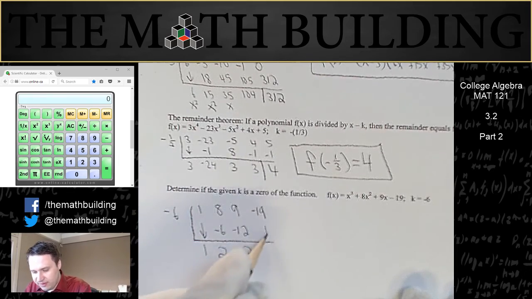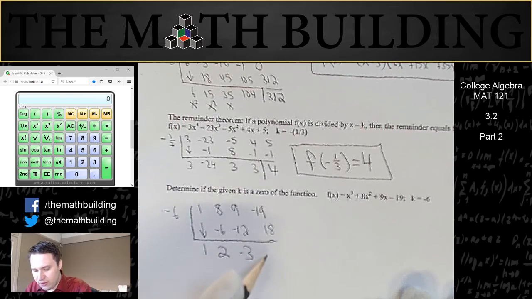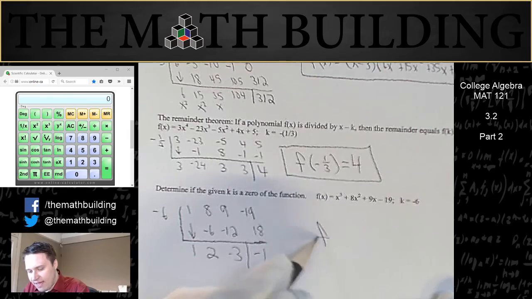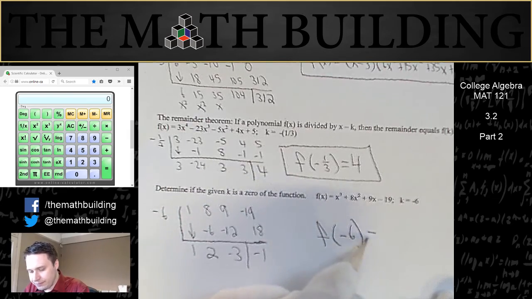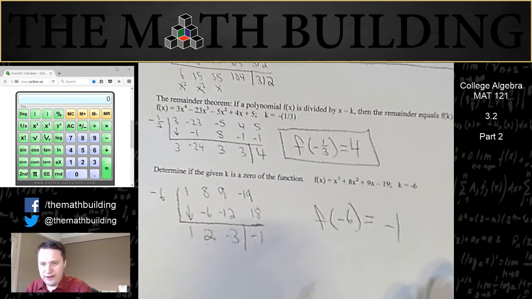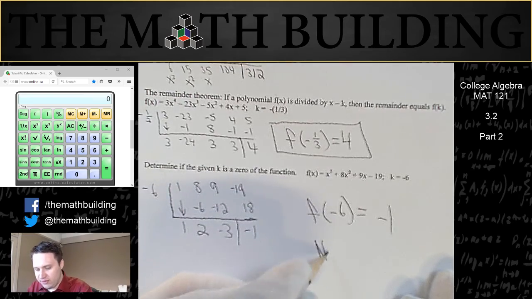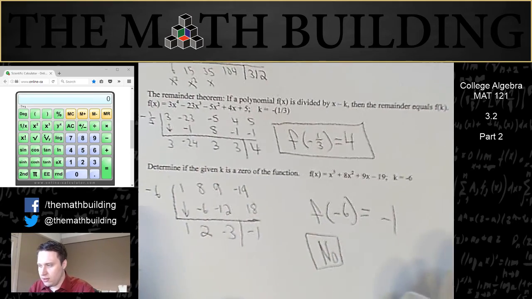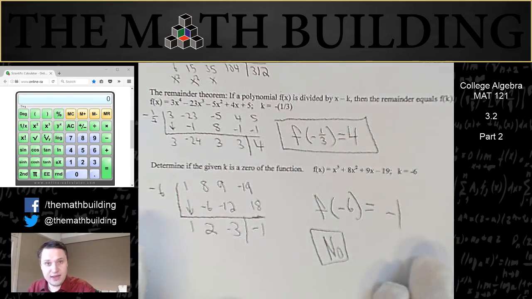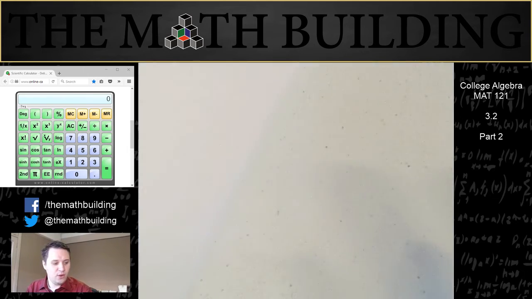This times this is 18. Add these together and you get negative 1 as our remainder. So we can see that f of negative 6 is equal to negative 1. And so therefore, no, it is not a 0 of the function. So that's that. We have one more problem to go, and I think we can finish it in this part.